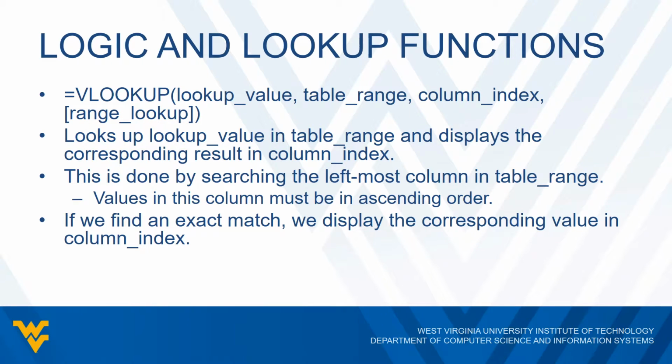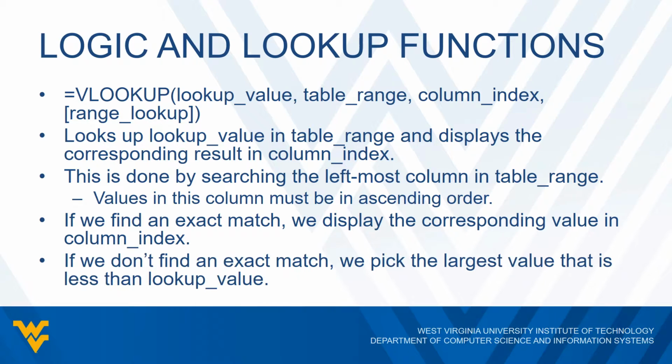Now, if we find an exact match, we'll display the corresponding value in the column index. And if we don't find an exact match, what we do is we pick the largest value that is less than the lookup value. So we're either going to find an exact match, or if we don't find it, we're going to pick something that is the largest value that is less than the lookup value.